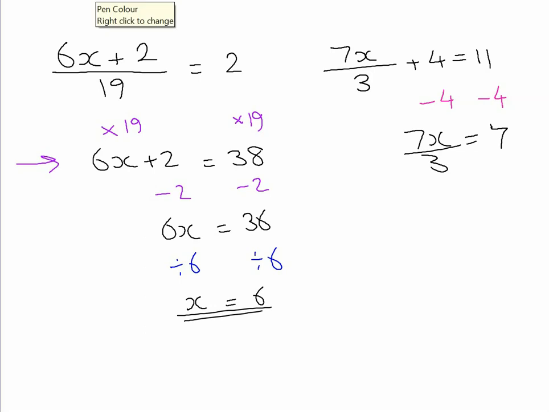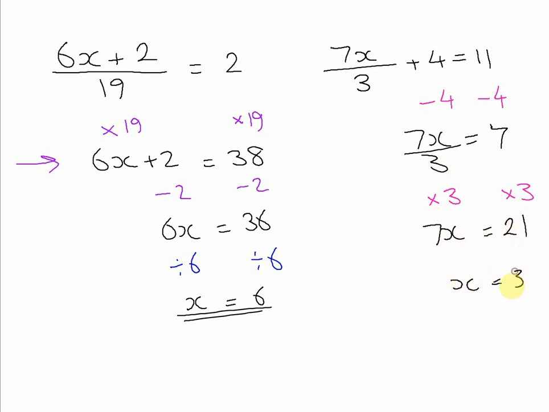What is the last thing happening now? Well, it's been times by 7 and then divided by 3. So we're going to times by 3 to get rid of it. When we times by 3, the dividing by 3 is going to disappear. And we're going to get 21 on the right, and I think you can all see that this is 3 when we divide by 7.